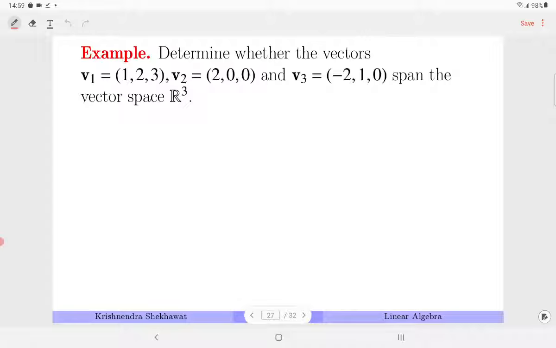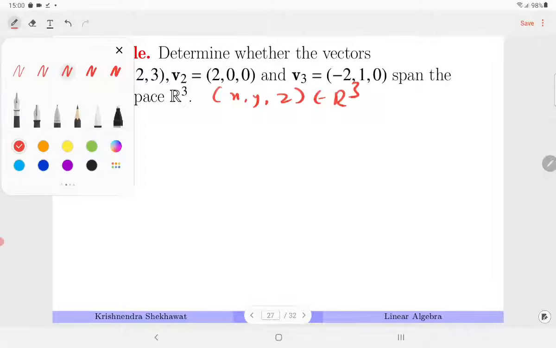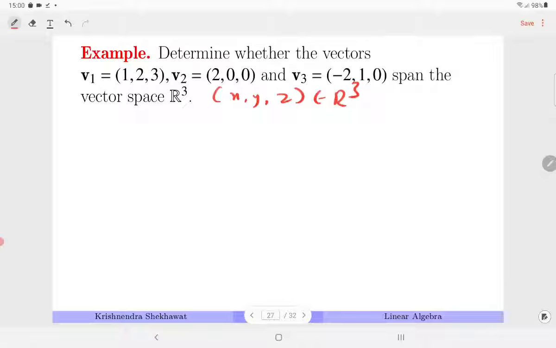Determine whether the following vectors v1, v2, v3 span vector space R cube. Which means that you need to prove that every vector that belongs to R cube can be expressed as a linear combination of v1, v2, v3. Here, when we are talking of R cube, we are talking of usual addition and scalar multiplication. It means that if you consider any (x, y, z) belonging to R cube, then you need to prove that it can be expressed as a linear combination of v1, v2, v3. And then you have to solve the system of equations.